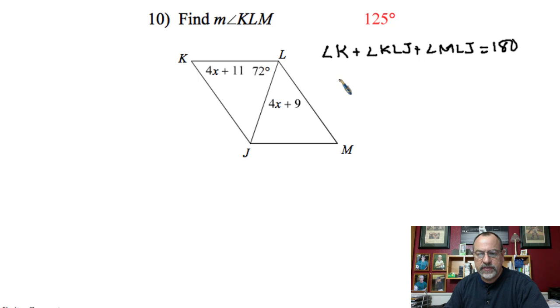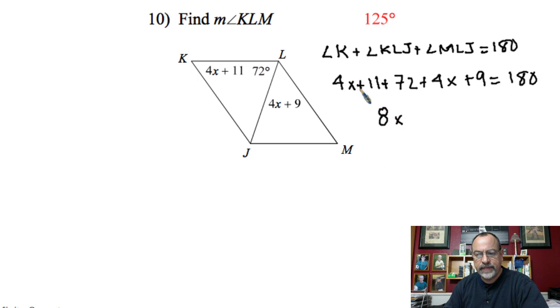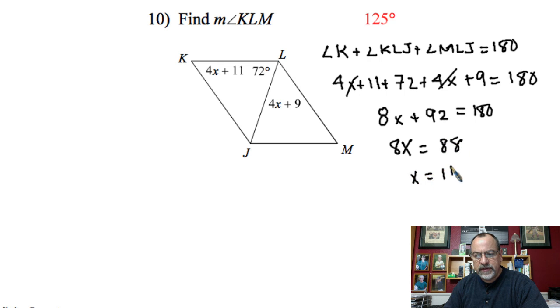So angle K is 4x plus 11. KLJ is 72, and then MLJ is 4x plus 9 equals 180. So we want to simplify this side first. So I have a 4x and a 4x, which is 8x. I'm just going to cross those out so I know. And then 11 and 9 is 20. 20 and 72 is 92 equals 180. So 8x is going to be equal to, let's see, 88. So x is going to be equal to 11.